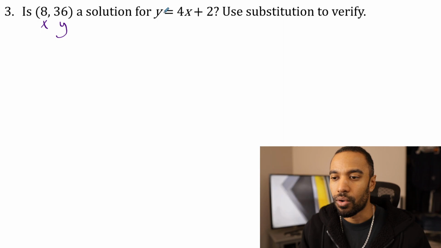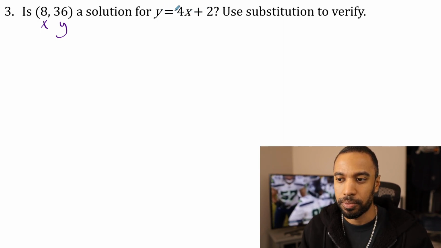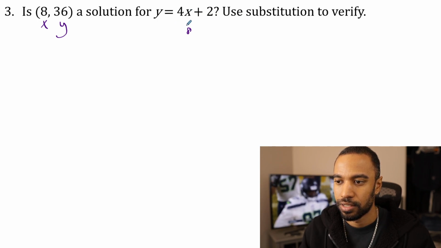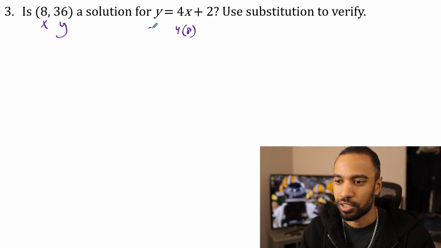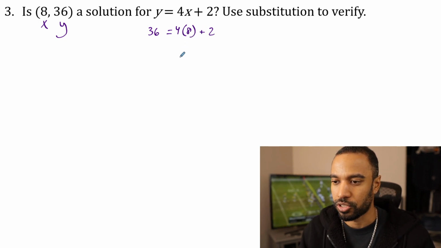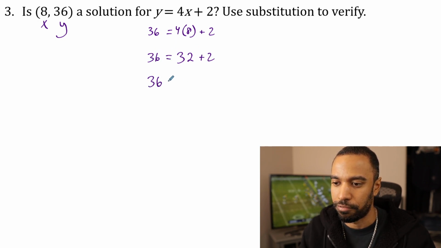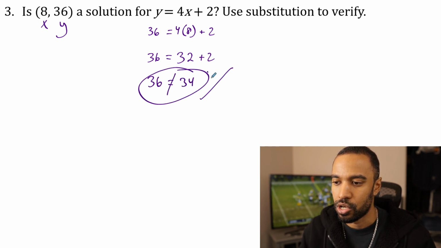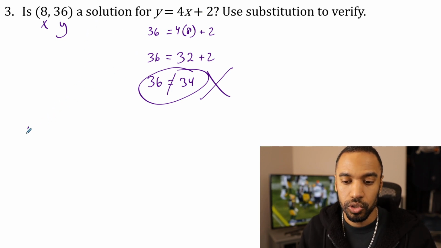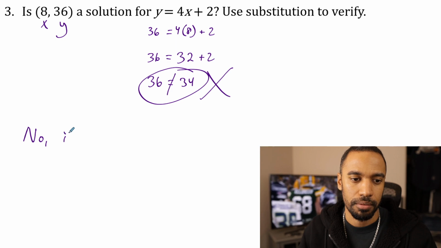Okay. So y equals 4x plus 2 here. I'm going to substitute 8 for x and 36 for y. So we're going to do 4 times 8 plus 2. There's a lot of room here. So I have 32 plus 2. Does that equal 36? Well, it looks like it equals 34. 36 equals 34? No, this is a big no-no. I'm going to just say, use substitution. Is it a solution? No, it is not a solution.